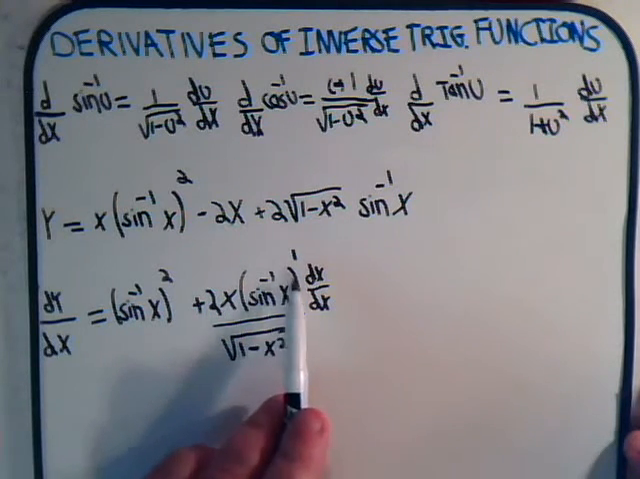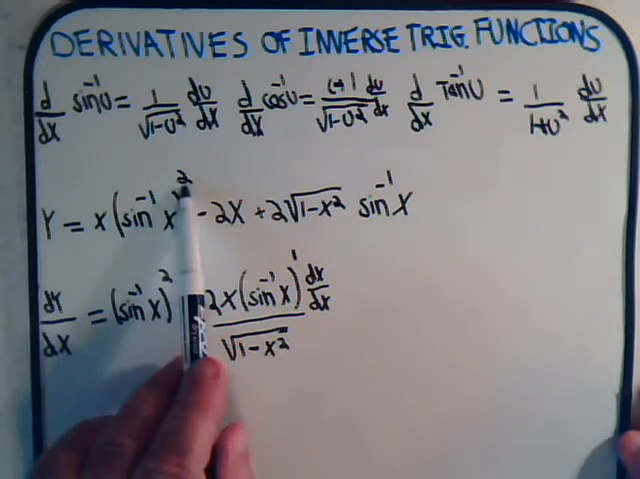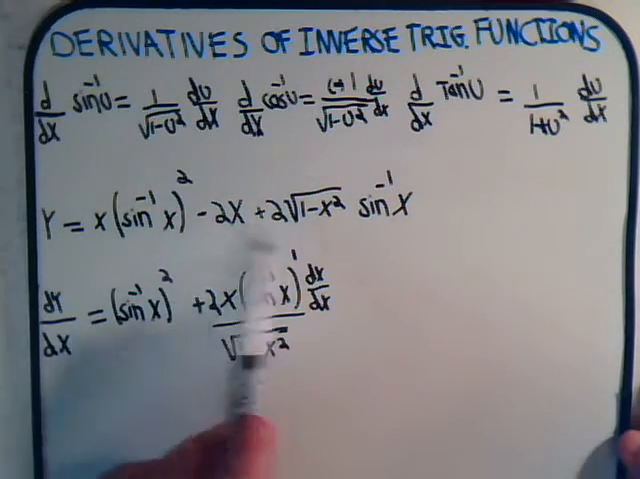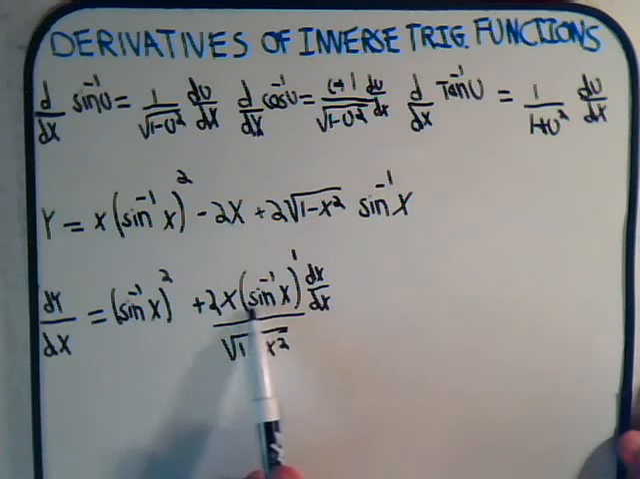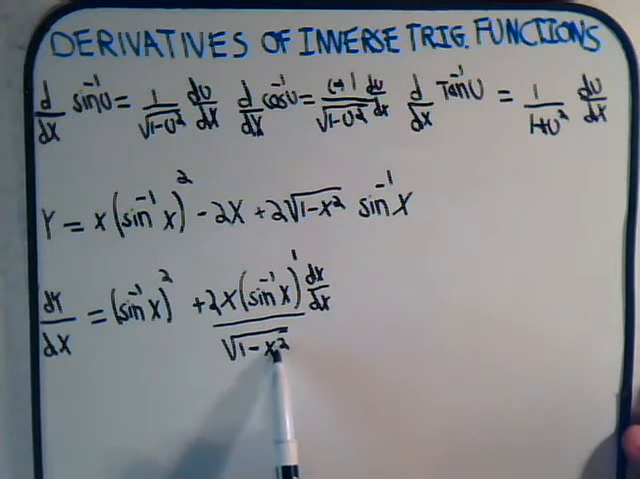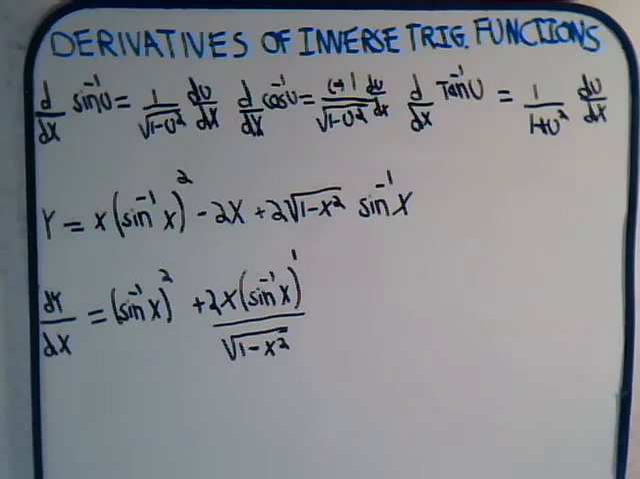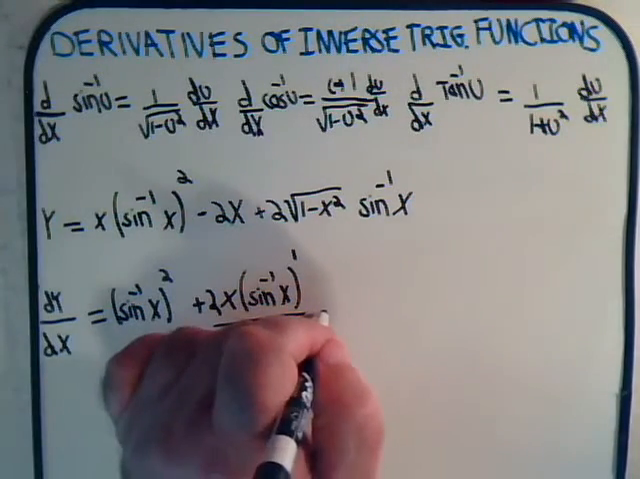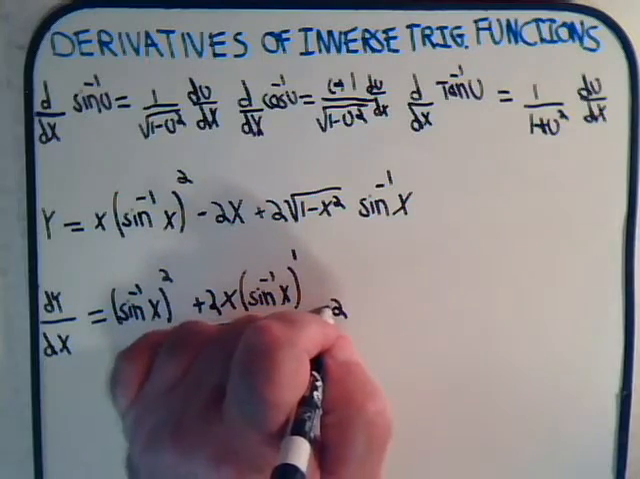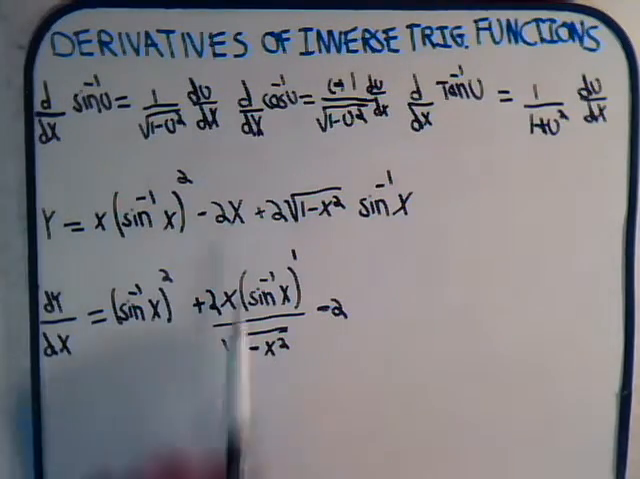We wrote it like this in parentheses raised to the first power to remind ourselves that once we bring this down and we have the new exponent, we have to take the derivative of what's inside here. And the derivative of this is 1 over the square root of 1 minus x squared dx/dx. And that's just 1, so we don't have to leave that there. Okay, and then here we have minus 2. Taking the derivative of this quantity with respect to x.